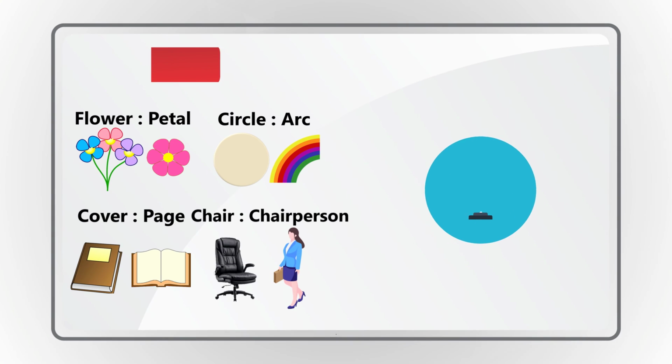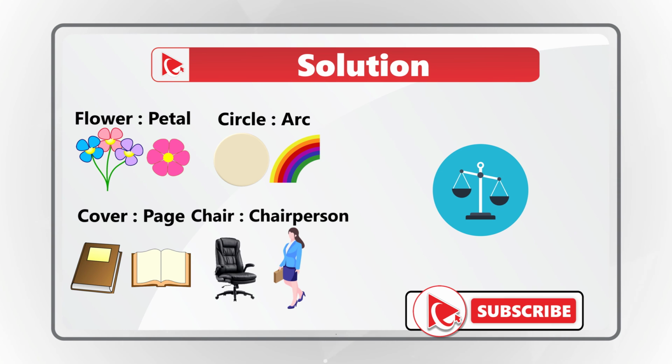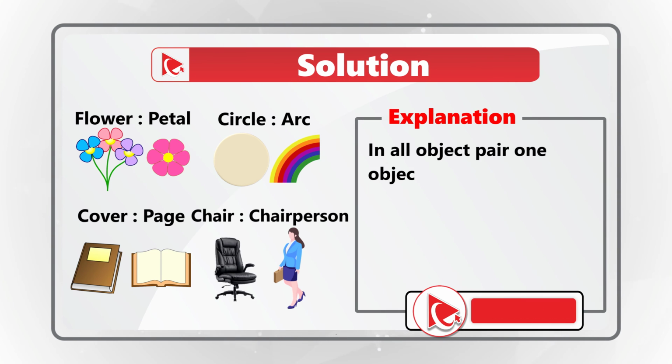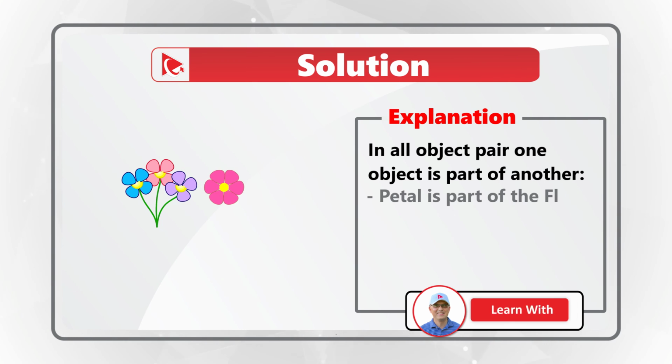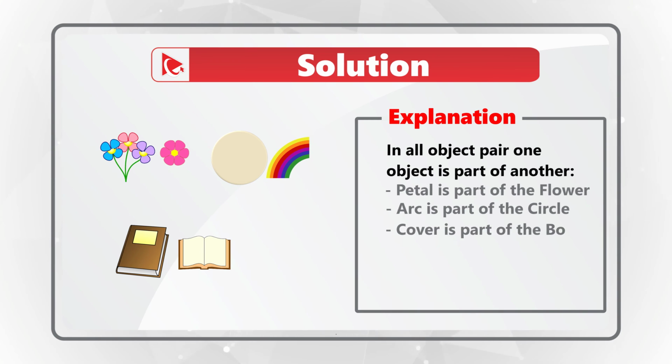The key here is to determine the relationship between the objects. And in all object pairs, one object is part of another. Let's look at the examples. Petal is part of the flower. Arc is part of the circle. And cover is part of the book.